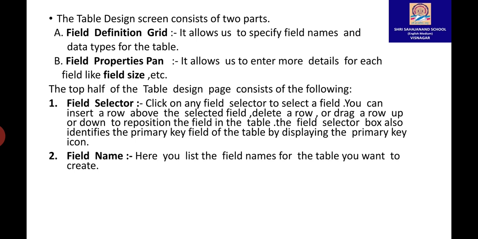The top half of the table design page consists of the following. Here are given four main columns. The first one is the field selector. Click on any field selector to select a field. You can insert a row above the selected field, delete a row, or drag a row up or down to reposition the field in the table. The field selector box also identifies the primary key field of the table by displaying the primary key icon. We can also see the icon of the primary key that identifies which field has a primary key. Now field name. Here you list the field names for the table you want to create.